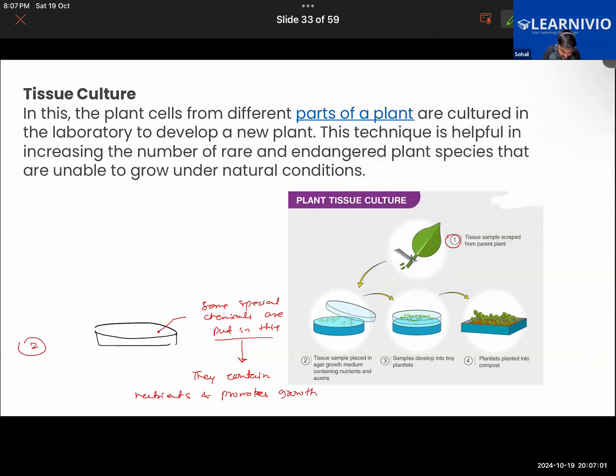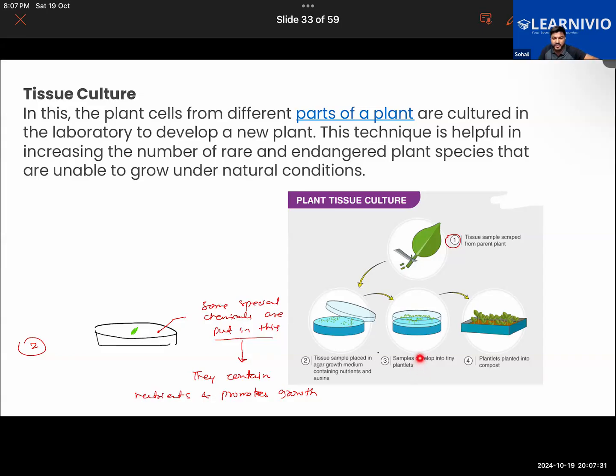So we have put the sample of the tissue in this. After some time, not on the same day, but after a few weeks, we will see that from that tissue sample, tiny plantlets have started to grow. Plantlets are very tiny plants. So that has started to develop.